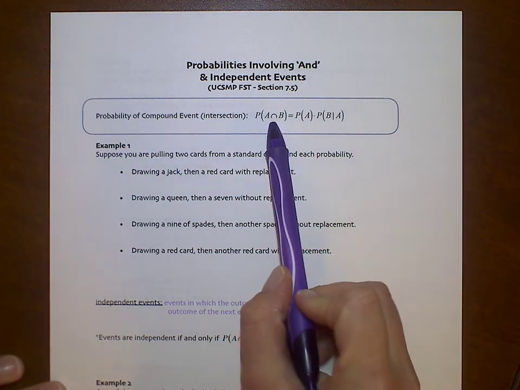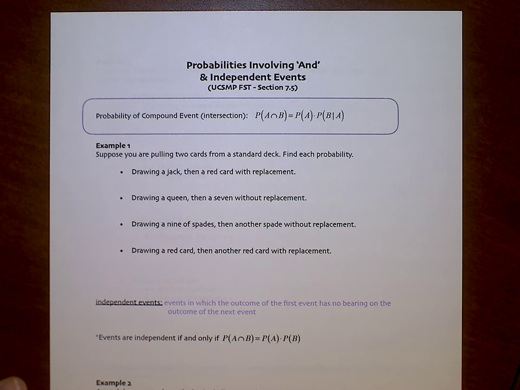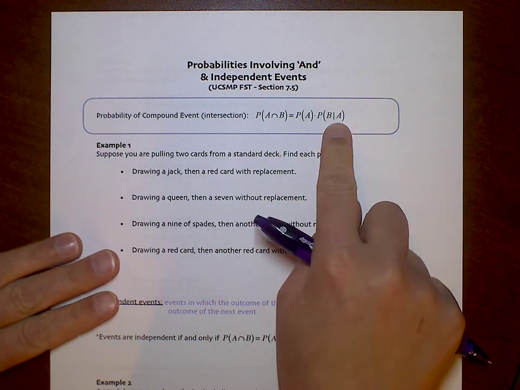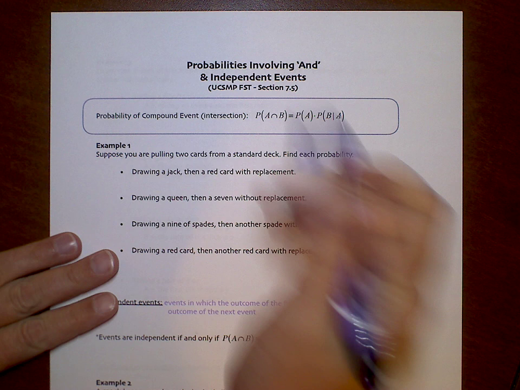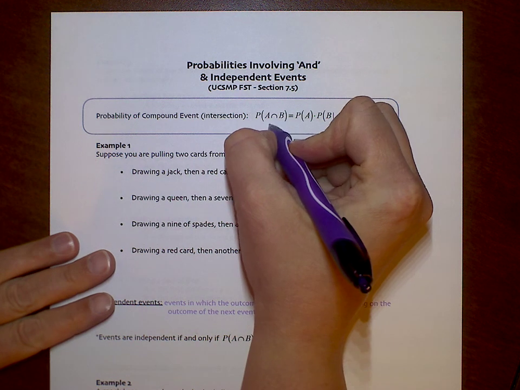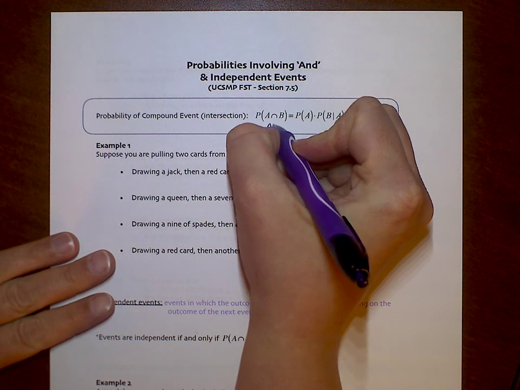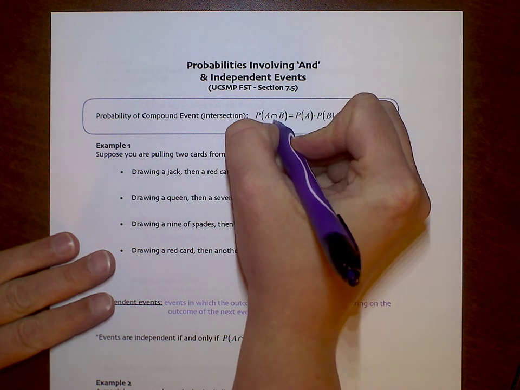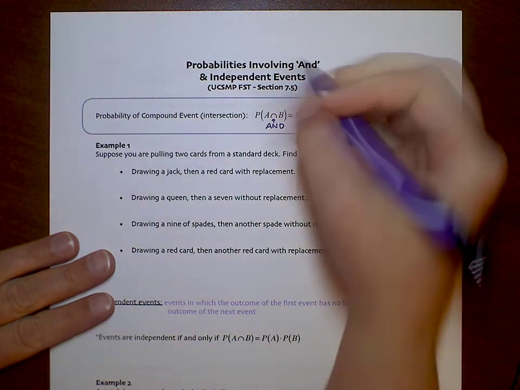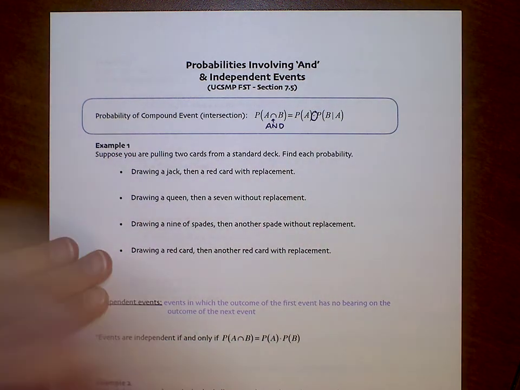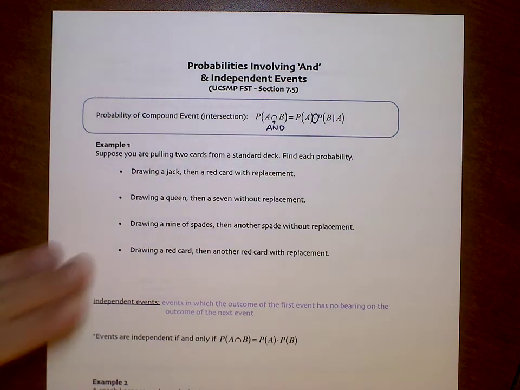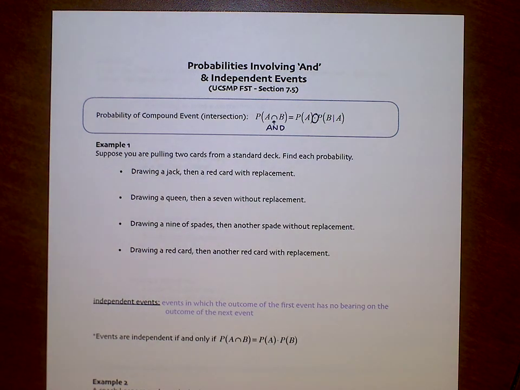So essentially the intersection. And what I really want you to take away from this statement right here, and I'm not sure if you need to copy this in your notes or not, is that when we're dealing with intersections, which are "and" situations, remember that's what that means, what we're doing is multiplying probabilities together. We're doing the probability of the first event times the probability of the second event.